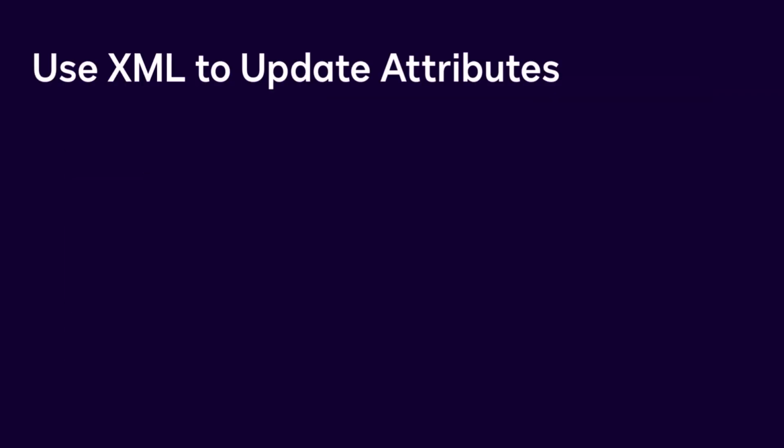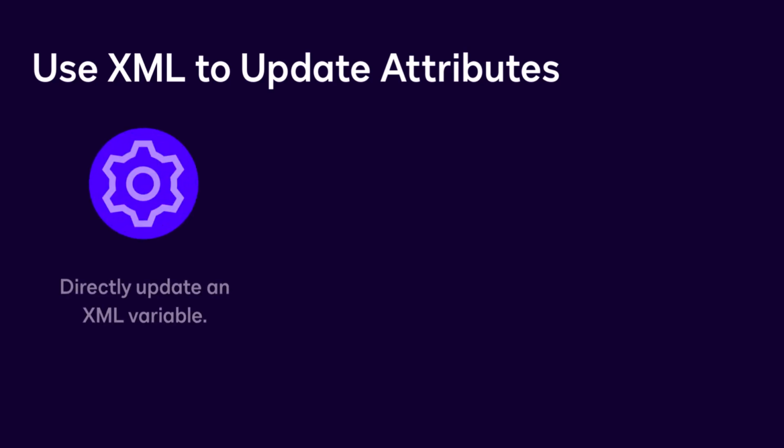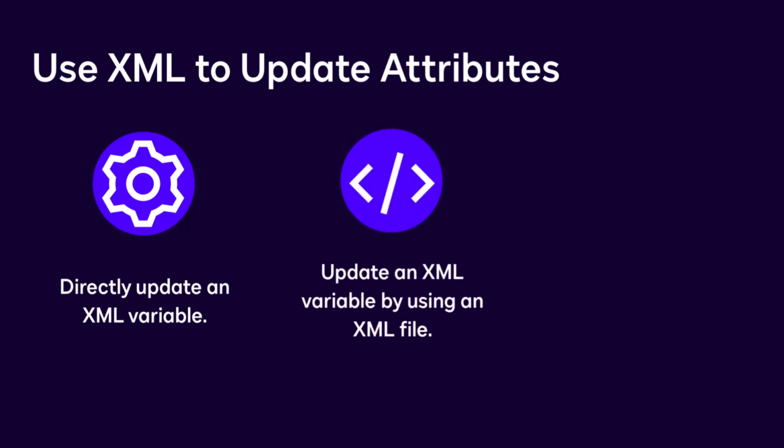There are a few ways to use XML to update attributes in CLM workflows. For specific attribute updates, you can directly update an XML variable by using the C# expression builder and use that variable as input to the workflow steps. If you are working with static data, or if the workflow provides little or no dynamic input, you can update an XML variable by using an XML file.